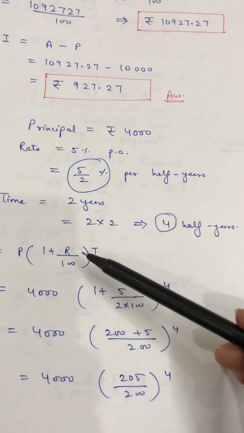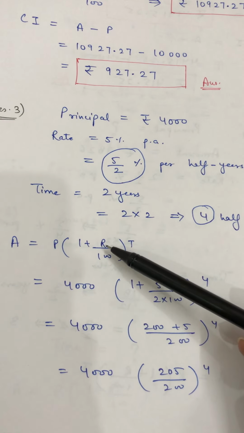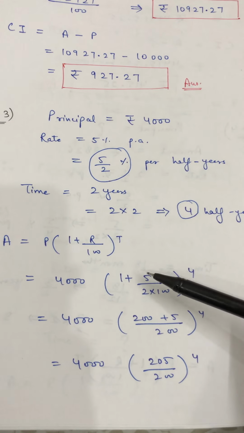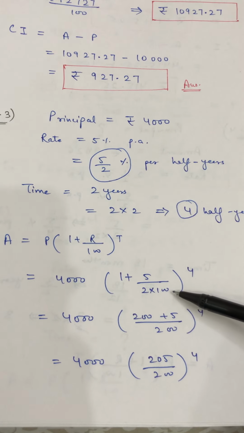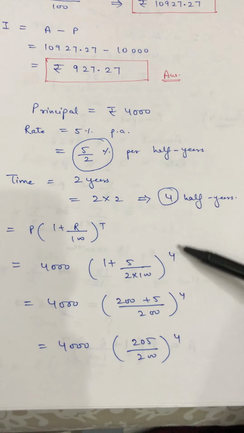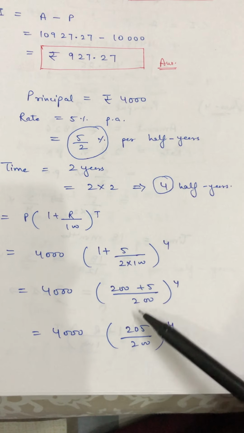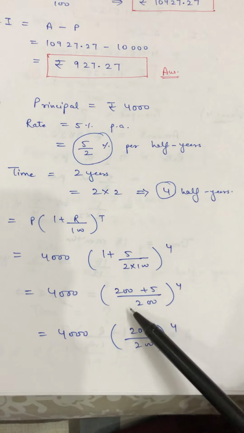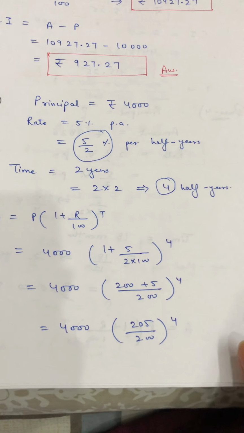Just write it in the place of R. Principal is this, rate is 5 by 2. 5 by 2 means 5 by 2 multiplied by 100, raised to power 4, which is the time. 5 by 2 into 100 means 200. The rest of the steps are the same as it is.